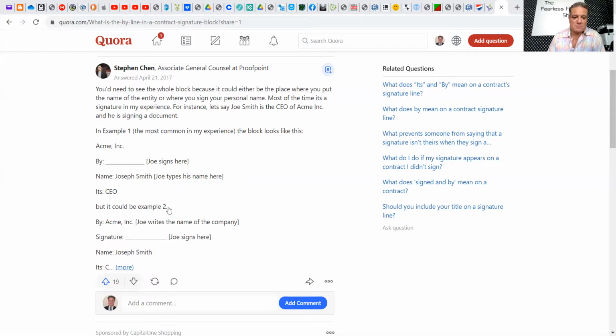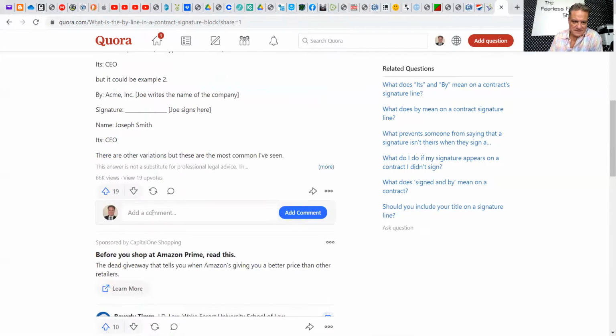But it could be example 2, by, which is the byline, BY with a colon, Acme Inc. Joe writes the name of the company in brackets. Signature, colon, with a line, Joe signs here. Name, colon, Joseph Smith. Its CEO. There are other variations, but these are the most common I've seen.